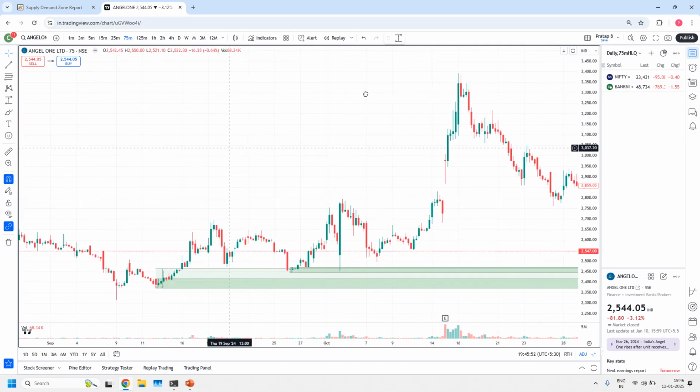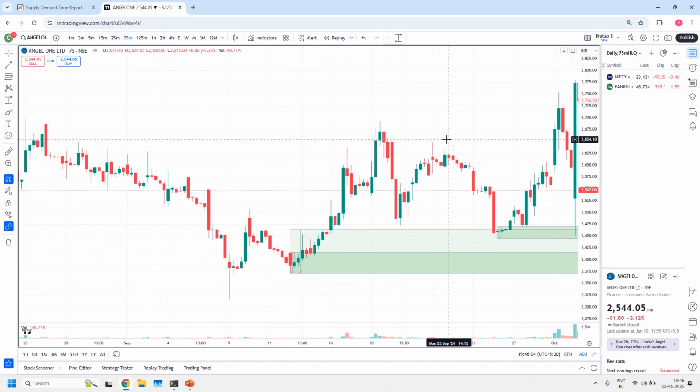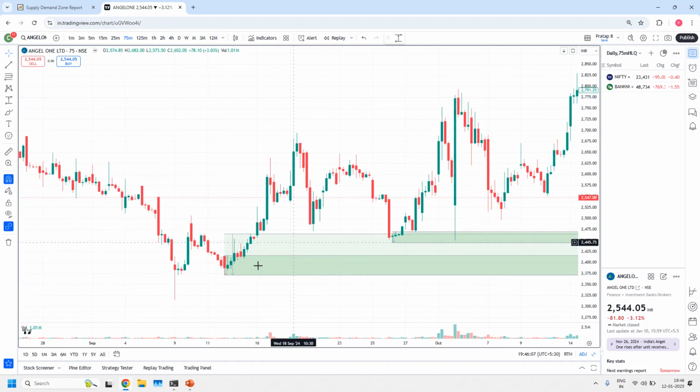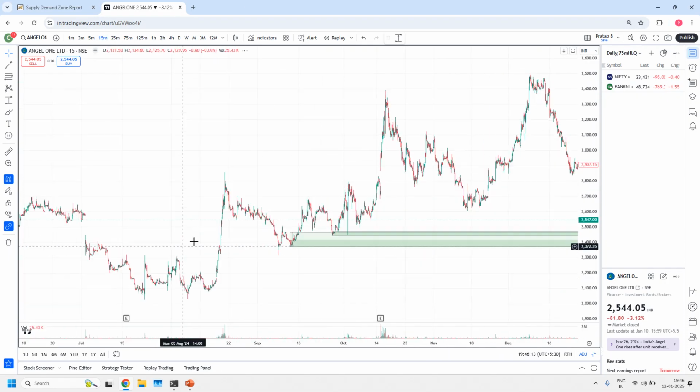These are the 2 fine-tuned 75 minute zones we identified. One is at the proximal line of the zone and another one is at the distal line, not overlapped with the distal line, but exactly at the distal line. We have these 2 zones available. And now these 2 75 minute zones, again I am fine tuning with 15 minutes time frame.